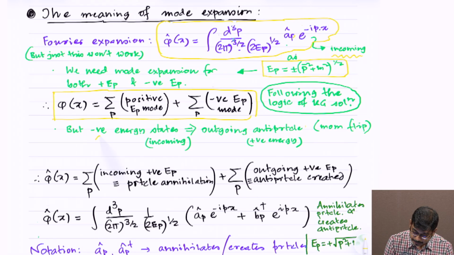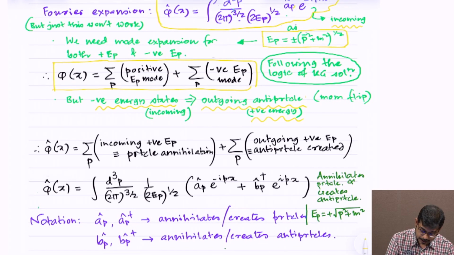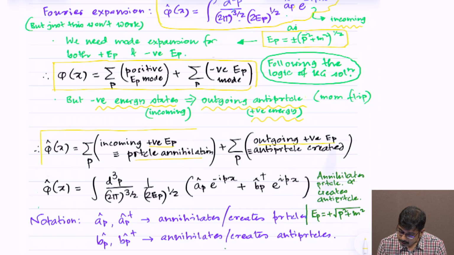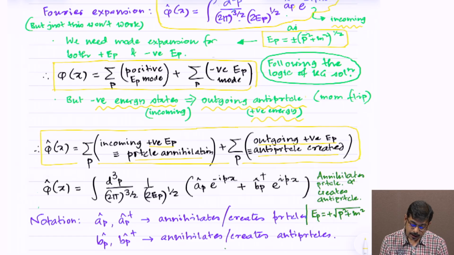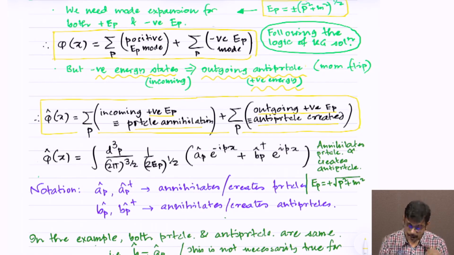Now, we have already seen that the negative energy particle states can also be seen as outgoing antiparticles with positive energy, correct? So, you can say that these field operators φ(x), when we expand them in terms of these modes, will represent incoming positive E_p, which is actually particle annihilation. On the other hand, they will at the same time represent outgoing positive energy E_p, or basically antiparticles created. So, what does φ(x) stand for? φ(x) essentially stands for particle annihilation, or incoming positive E_p states, and outgoing positive E_p states, which are antiparticle creation.